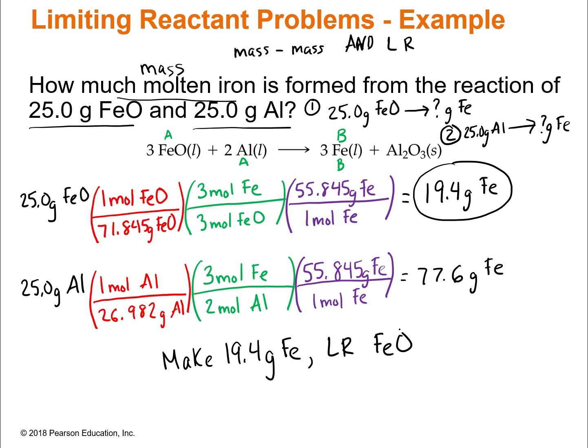So the general process, you figure out how much you'll make from each reactant. Then, whichever one makes the least amount, that's how much product you'll make. And the limiting reactant is the one, it's the reactant that you use to figure out that amount. So does that concept make sense? We're kind of putting it all together here.